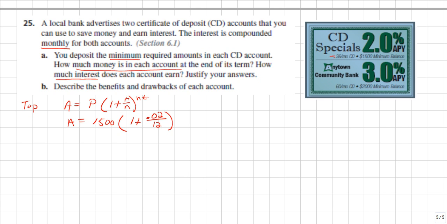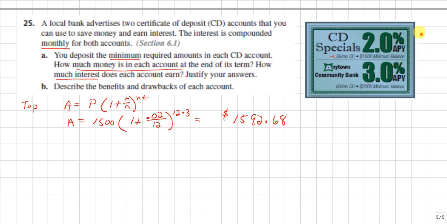So that would be 12 times the number of compounding periods per year times the number of years, which would be 3. And so let's go ahead and work that out. So when I plug those in my calculator, I got $1,592.68.